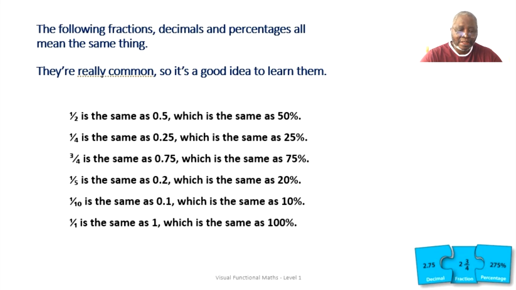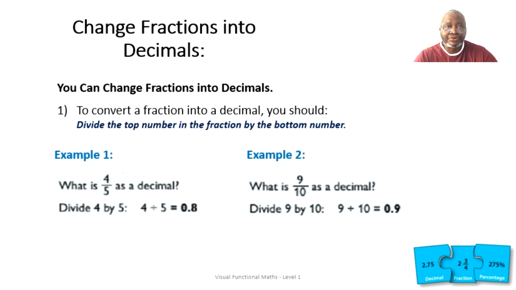Let's change fractions to decimals. How do we do it? First, you have to convert a fraction into a decimal. You need to divide the top number in the fraction by the bottom number. That's it. So what is 4/5 as a decimal? You divide 4 by 5. That will give you 0.8. What is 9/10 as a decimal? All you do is divide 9 by 10, which is equal to 0.9.